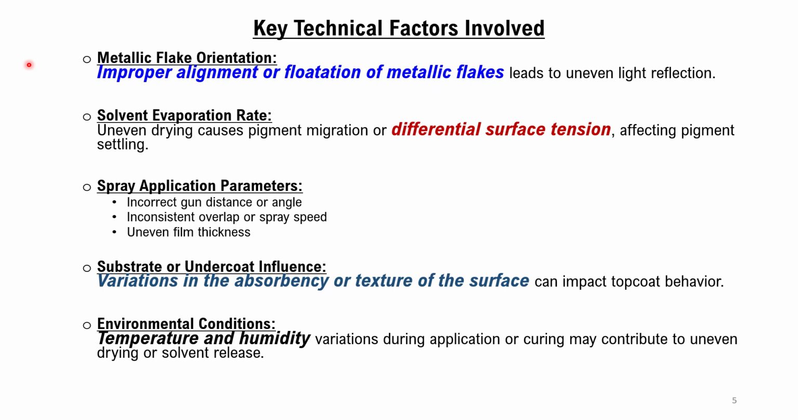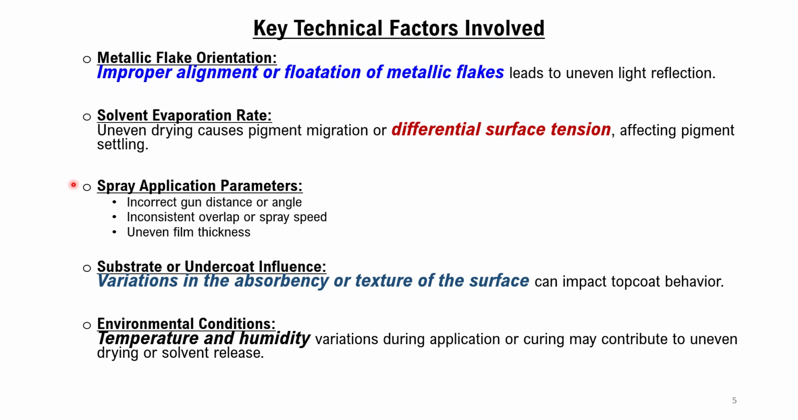The key factors involved are: number one, metallic flake orientation. Improper alignment or flotation of metallic flakes leads to uneven light reflection. Number two factor is solvent evaporation rate. Uneven drying causes pigment migration or differential surface tension, affecting pigment setting.